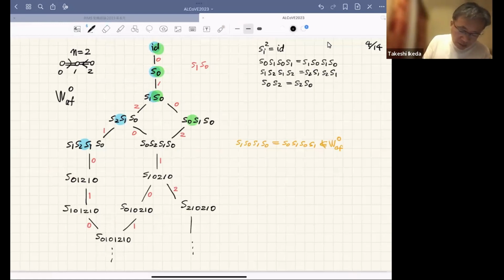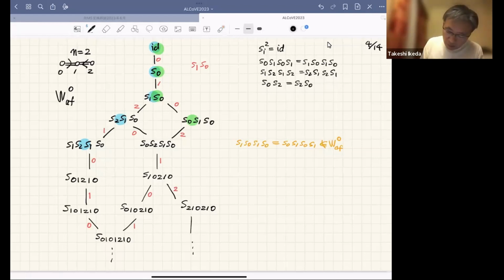So I denote this edge, meaning if you have w to s_i w, I put i, then I make an arrow, maybe an edge, so that both are affine Weyl group elements.